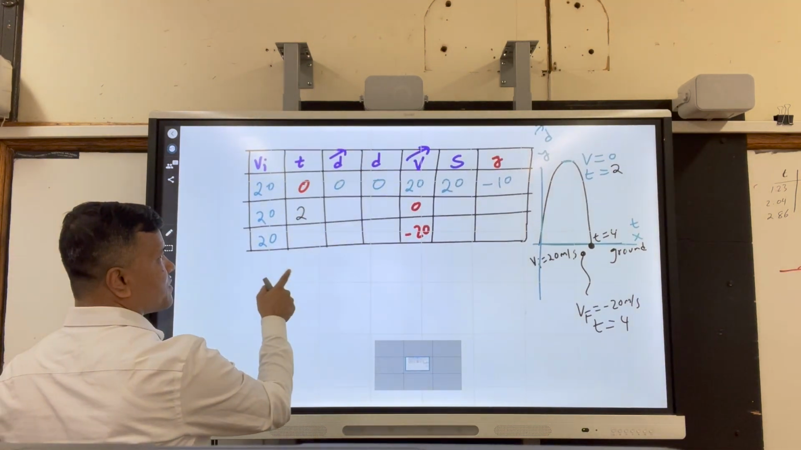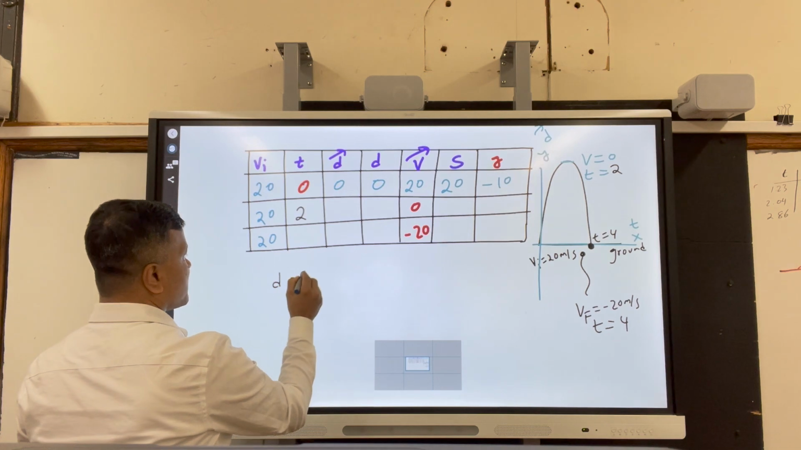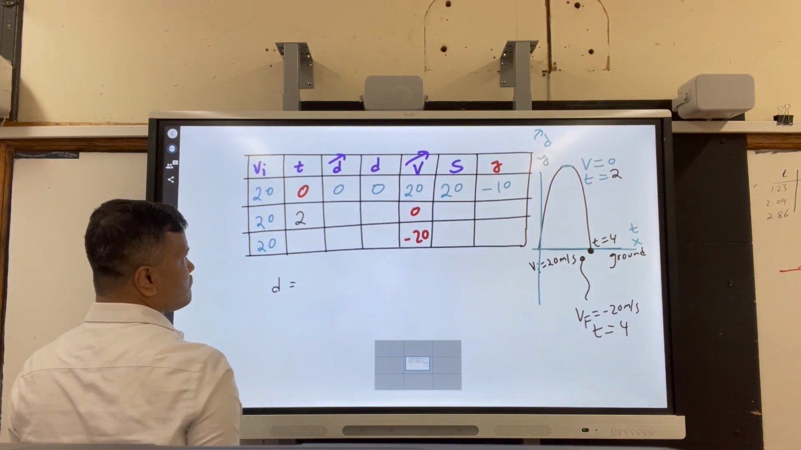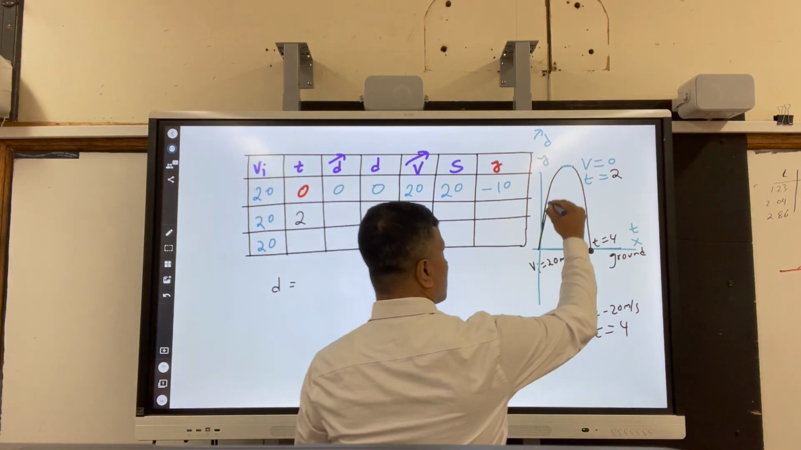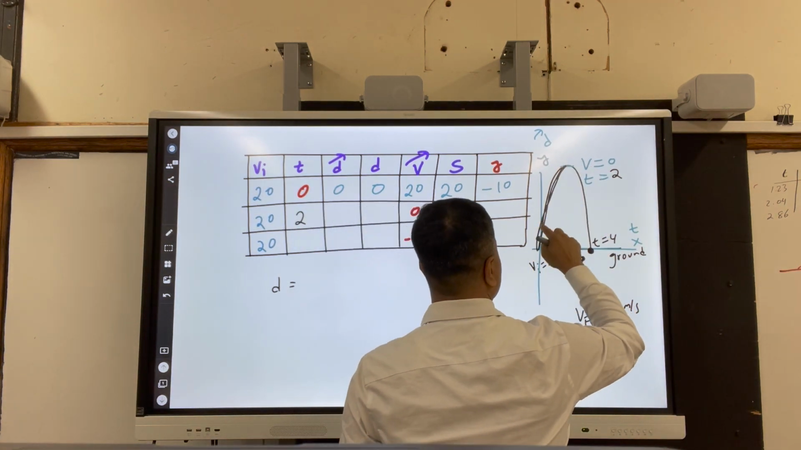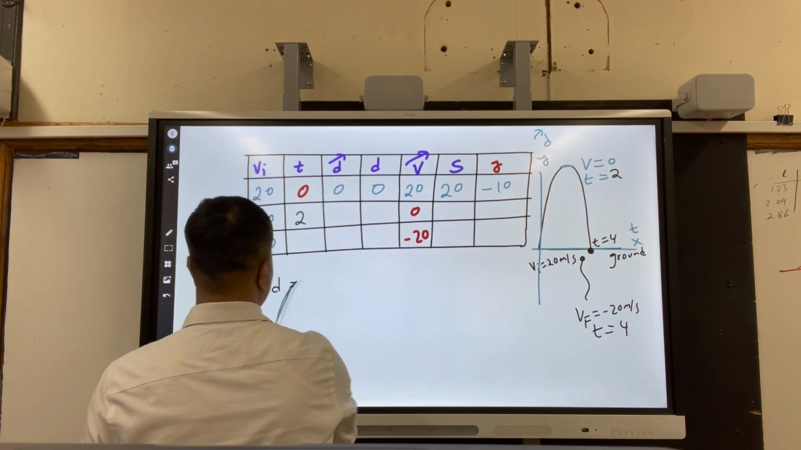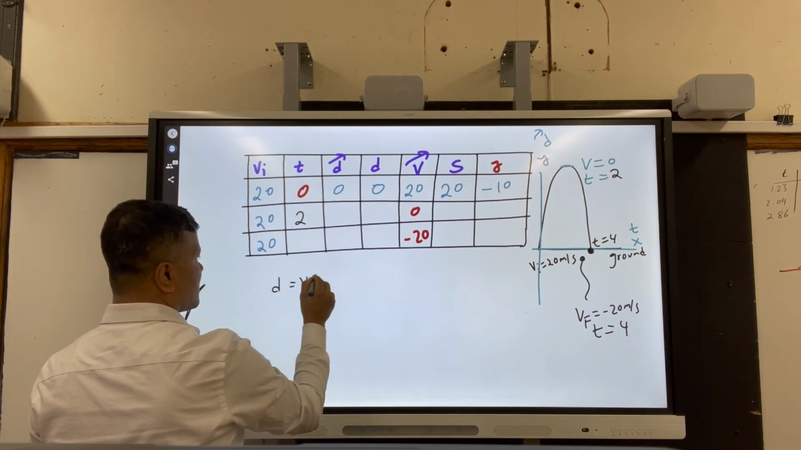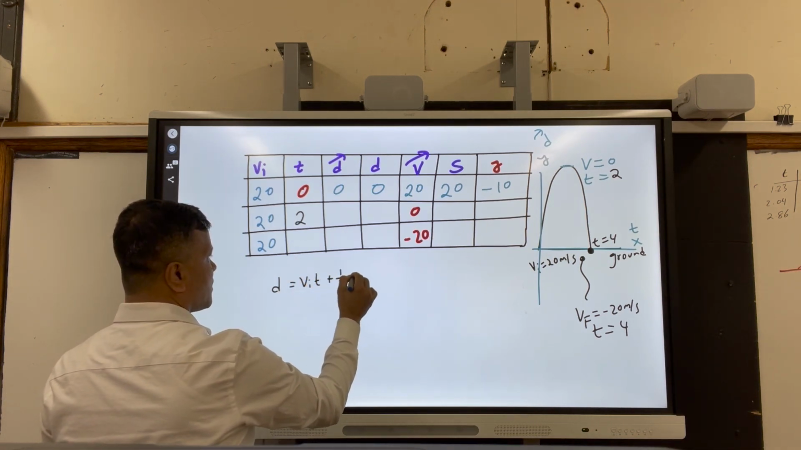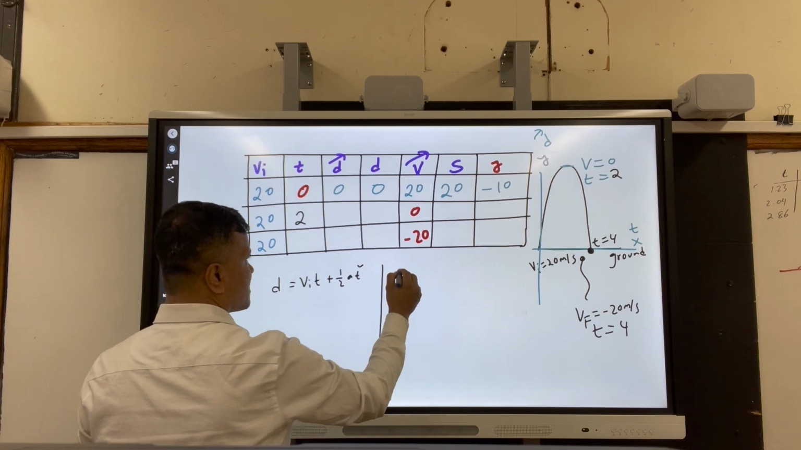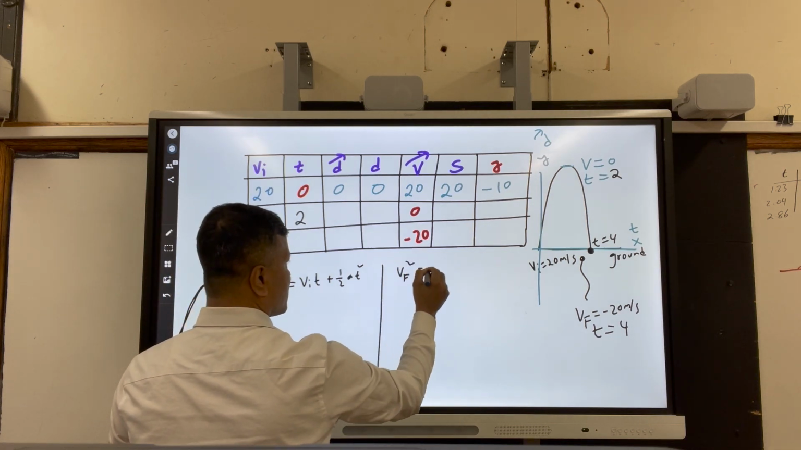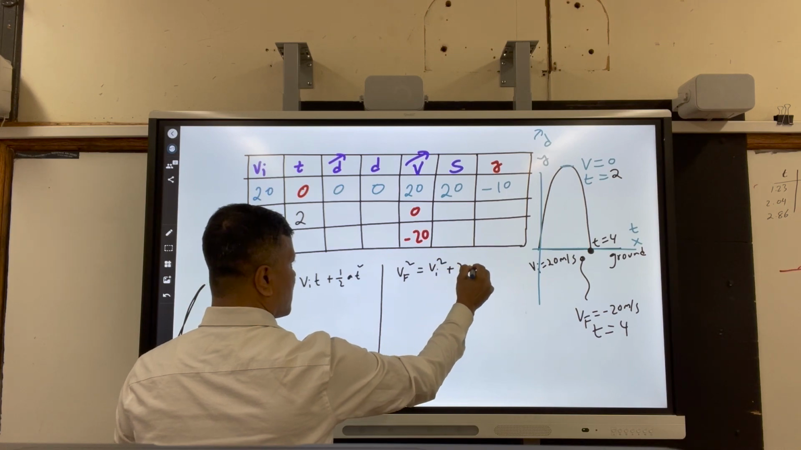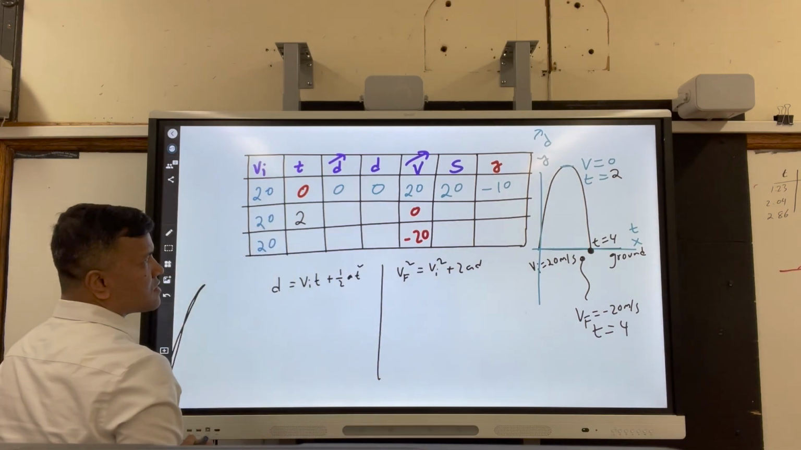The displacement would be, the time is 2, so we are talking about this displacement, everybody. Okay, so find out this displacement. Displacement is Vit plus half at squared. Of course, we can also use Vf squared is equal to Vi squared plus 2ad. Both ways you can find it.